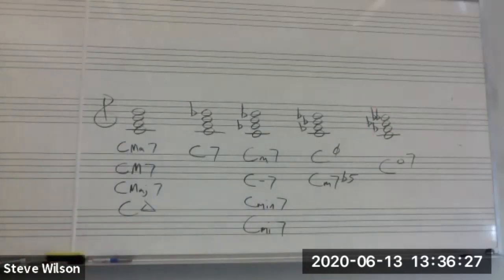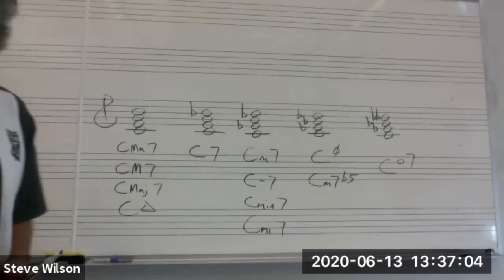Here's the C major 7th, C dominant 7th, minor 7th, minor 7 flat 5 or half diminished, and fully diminished or diminished 7th. Once again, major 7th, dominant 7th, minor 7th, minor 7 flat 5 or half diminished, and fully diminished.